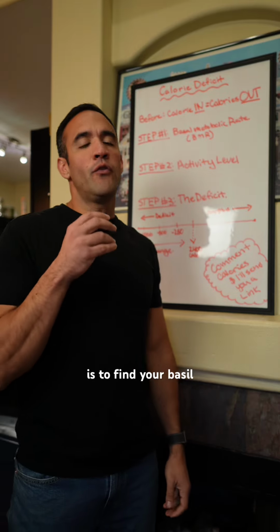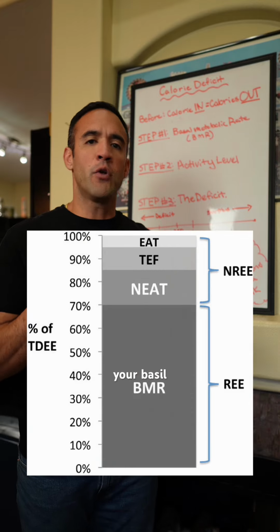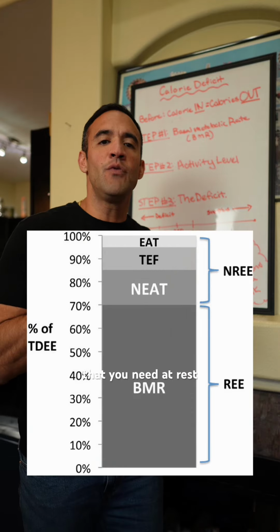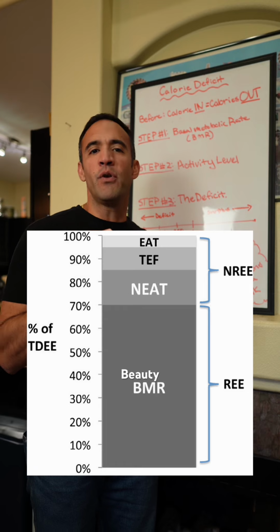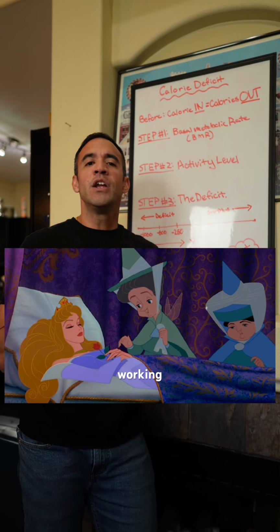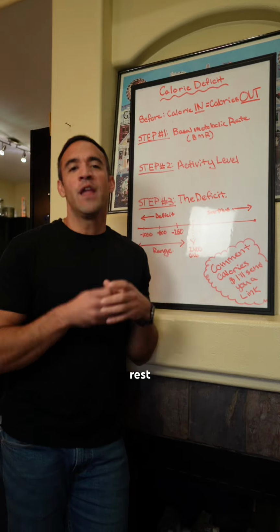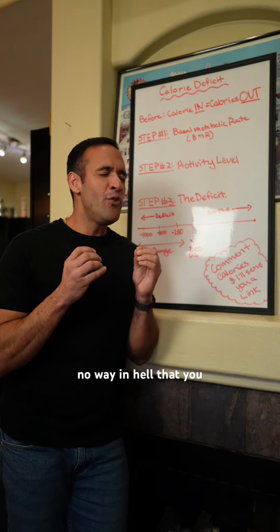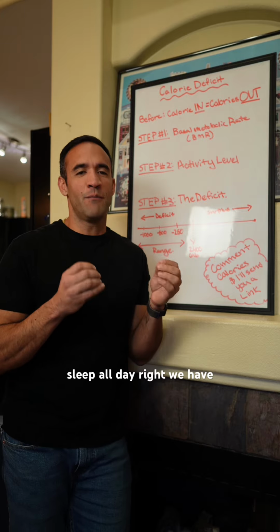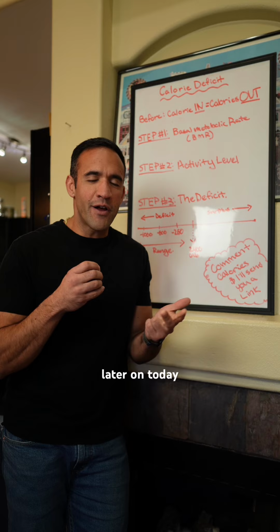The first step is to find your basal metabolic rate. Remember from our first video, your basal metabolic rate is the calories that you need at rest. Think Sleeping Beauty, not moving, not working out, not thinking, not working. She's just sleeping, right? That's how many calories you need at rest. You may be a beauty, but there's no way in hell that you have time to sleep all day, right? We have to work, we have to do chores, we have to go work out later on today.